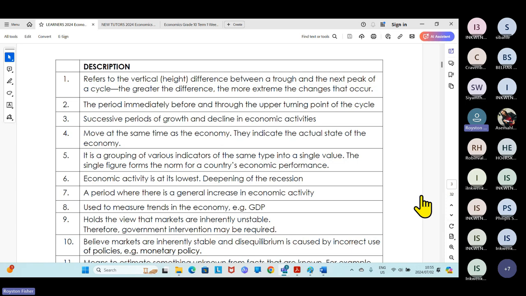So basically, what comes after a recession when the economy is very, very bad? Thank you so much, Bahai. It's a depression. Number seven, a period where there is a general increase in economic activity. So this is, of course, the opposite to number six.